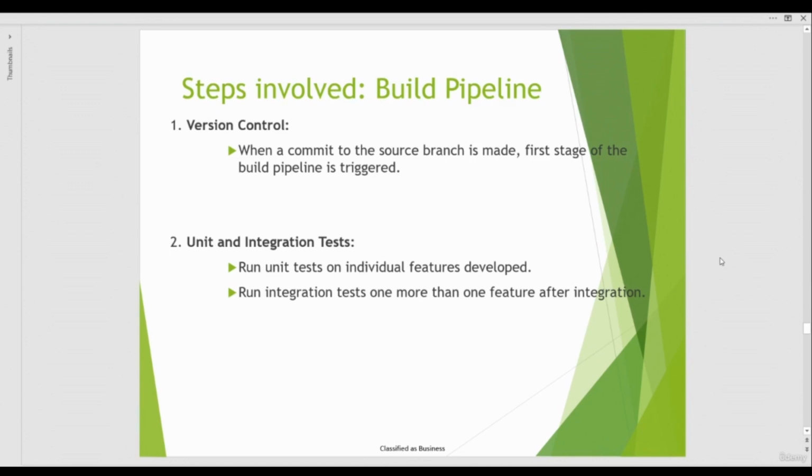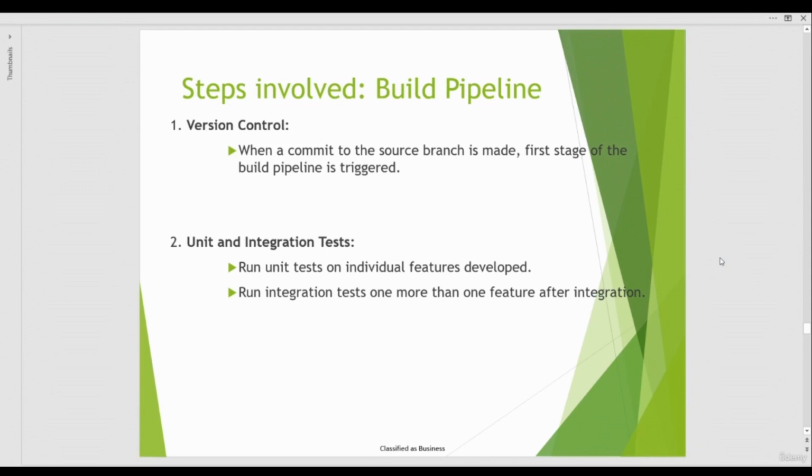Now let's see in detail the steps involved in the build pipeline. Version control. All the source code has to be part of a version control system. Otherwise, multiple developers cannot work on the same source. A lot of manual work and more prone to human errors if we are not using version control systems. When a commit to the source branch is made, the first stage of the build pipeline is triggered.